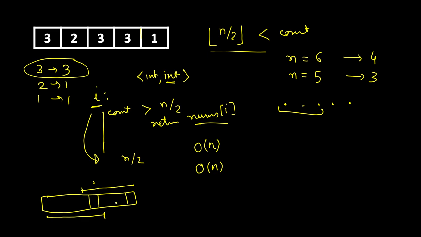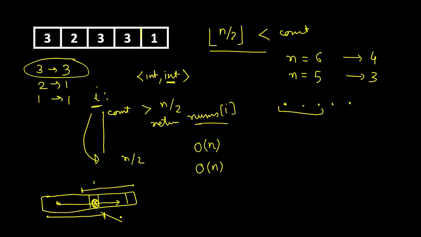It cannot start after middle plus 1, because if it first occurs after middle plus 1, there are only middle minus 1 spaces left, so its count can never be n by 2 or more. So it has to start in the first half and then continue in the second half. So in all the three cases, the middle element has to be the majority element. So let's say you are allowed to sort the original array. You will sort it and return the middle element. That will be the majority element.